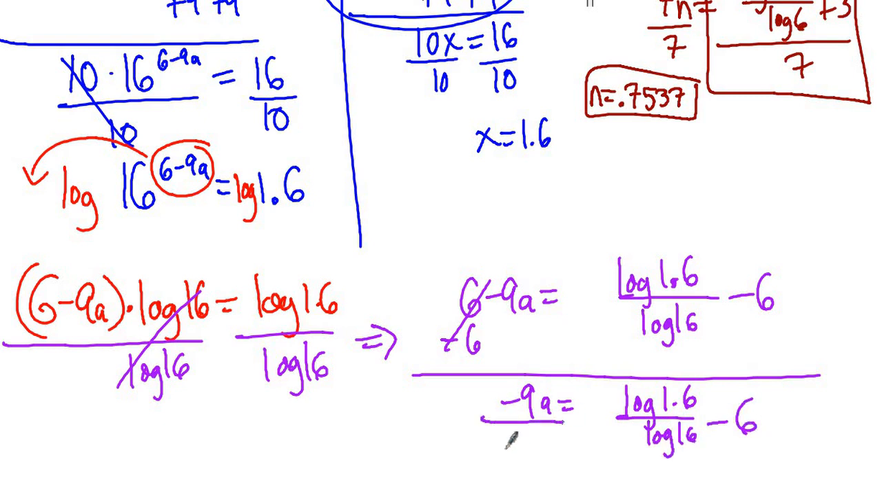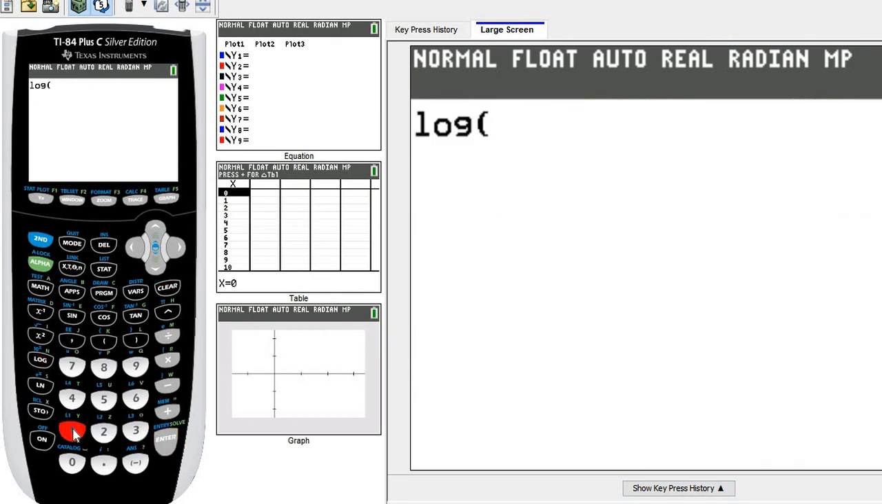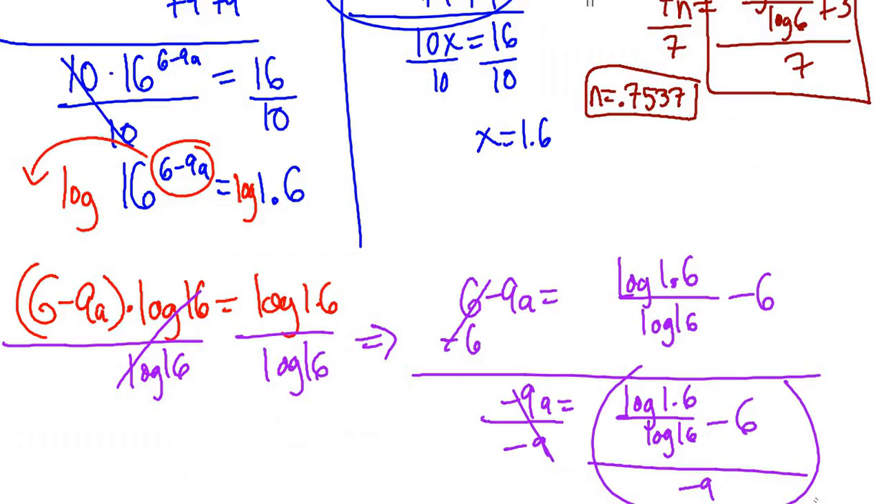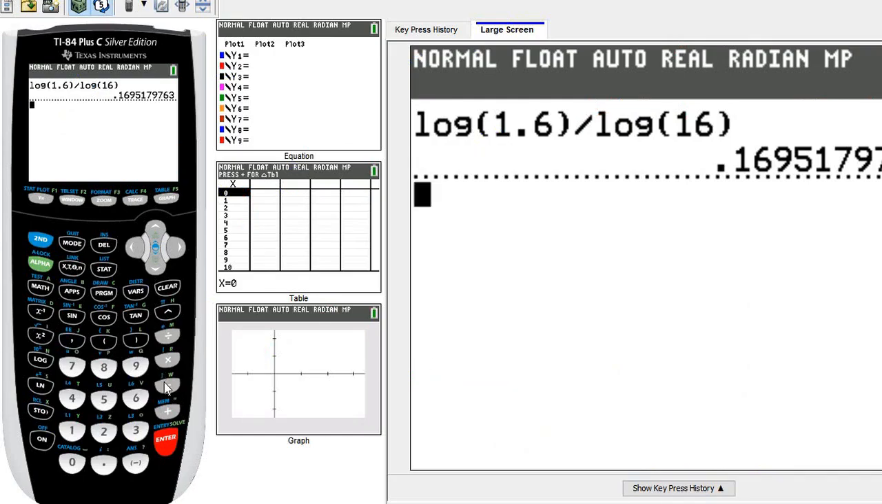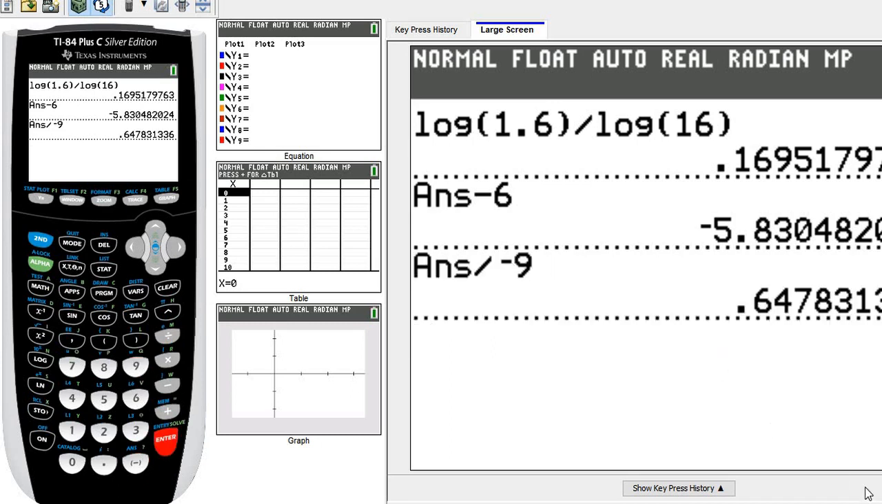And the very last thing to do is divide by negative 9. Divide this whole thing by negative 9. So this in parentheses is what we need to put in the calculator. So let's do that. So we have log of 1.6, and we're going to divide that by the log of 16. And then after that, let's press enter first. After that, what we needed to do was subtract 6, and so we will do minus 6, and then finally we need to divide by negative 9, and when we do that we will get an answer of 0.6478.